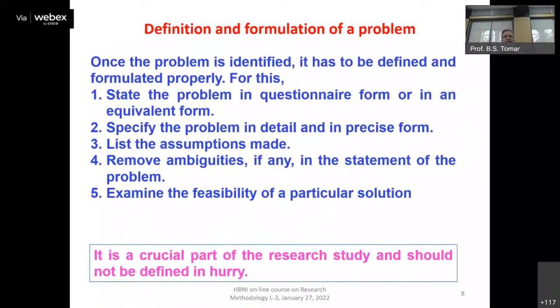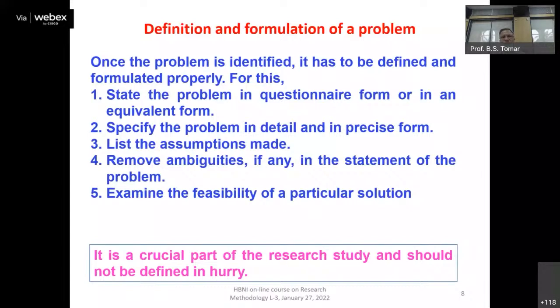Okay. So once you have chosen the topic, you have to formulate the problem. And for this, maybe it's good to make a checklist type thing. You state the problem in a questionnaire form or in an equivalent form and answer those questions, to test whether this problem is good.